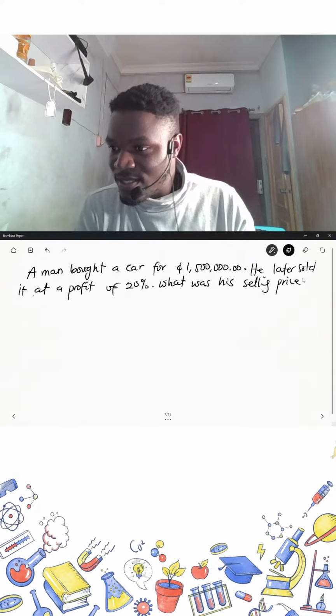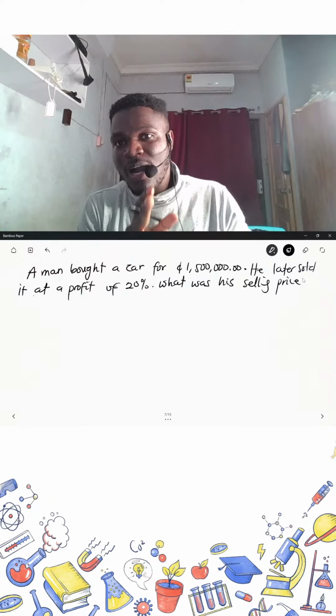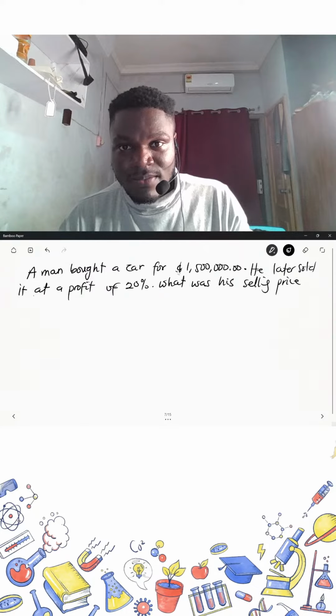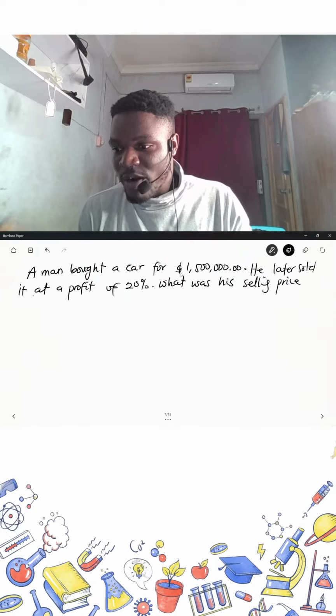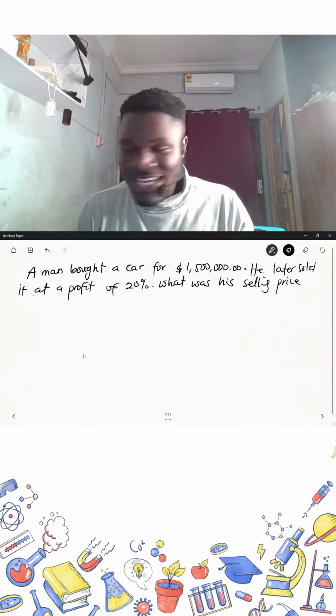Okay, so this is the question. And Cheyenne, I hope you've gotten the question. So we have a man who bought a car for $1,500,000. He later sold the car for a profit of 20%. So what is his selling price?